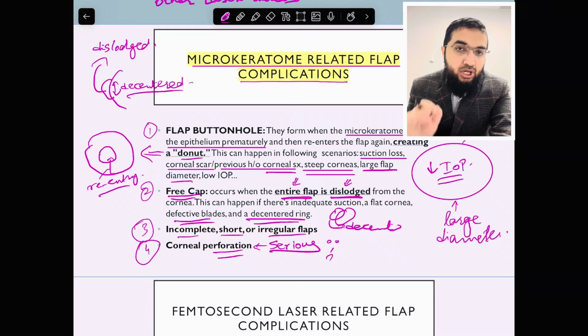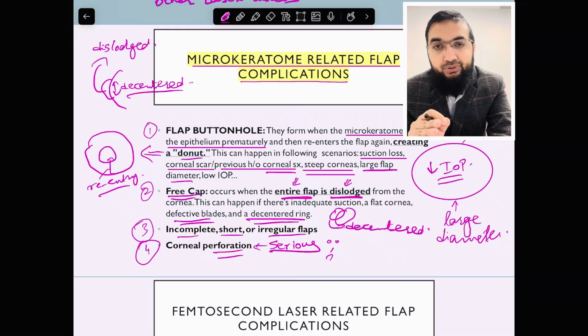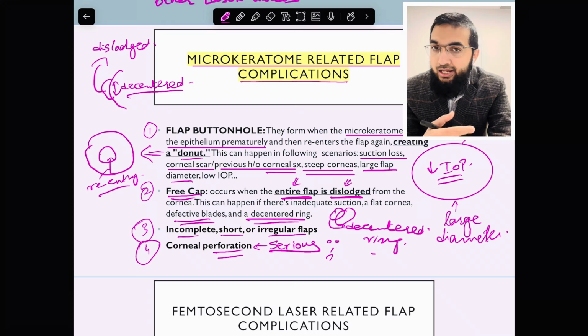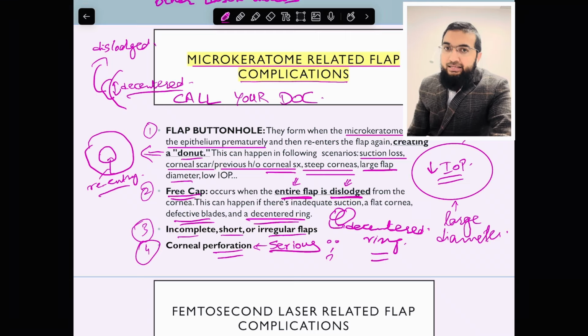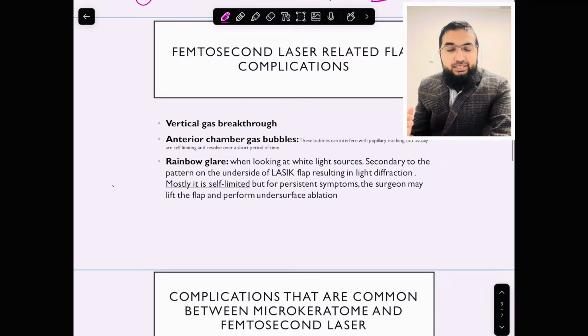So please talk to your doctor and tell them if you're having problems after the surgery. Don't just sit at home and cry about it, because that's not the solution, that's not going to help. There are always some ways that we can help our patients after the surgery, so please check with your surgeon about it.